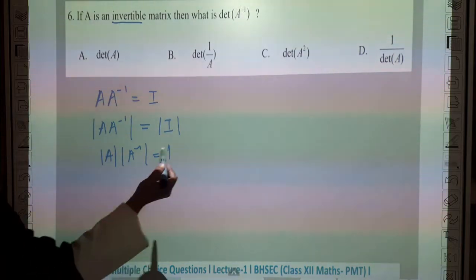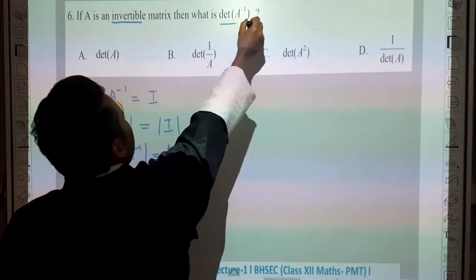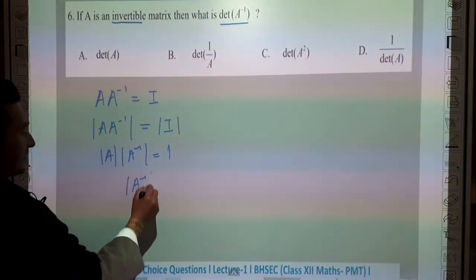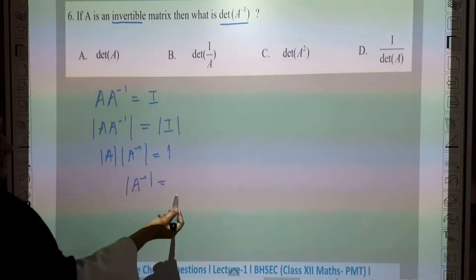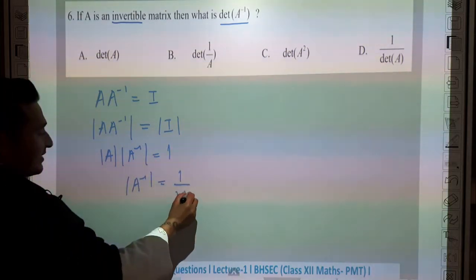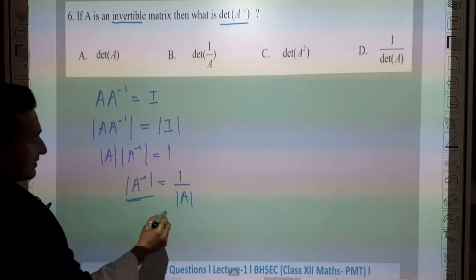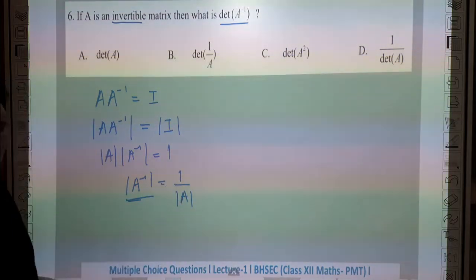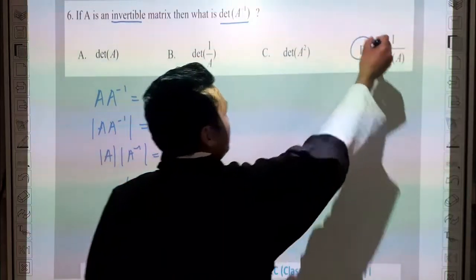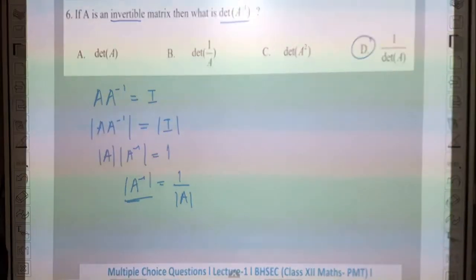Now we are asked to find the determinant of A inverse. Just keep determinant of A inverse here, and take determinant of A to the other side. We get determinant of A inverse is equal to 1 over determinant of A, and the correct option is option D, that is 1 over determinant of A.